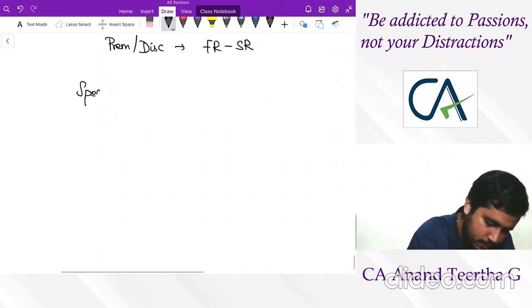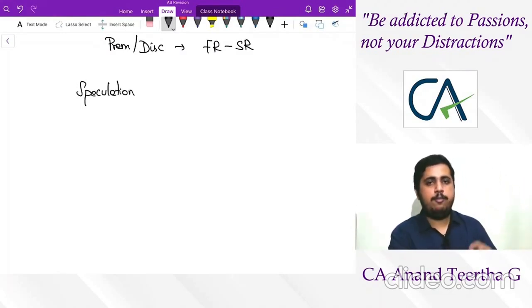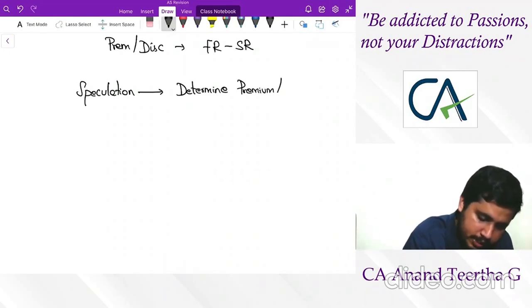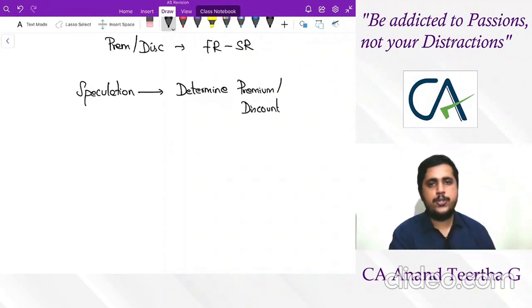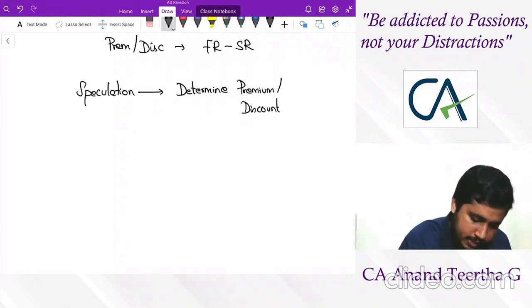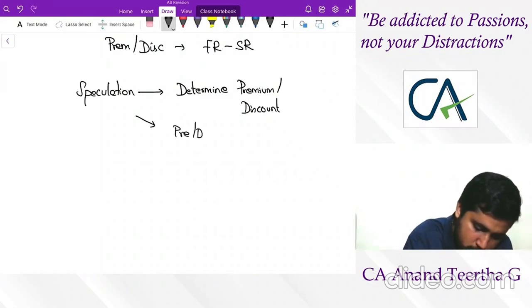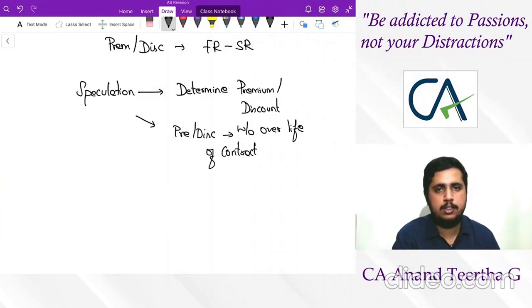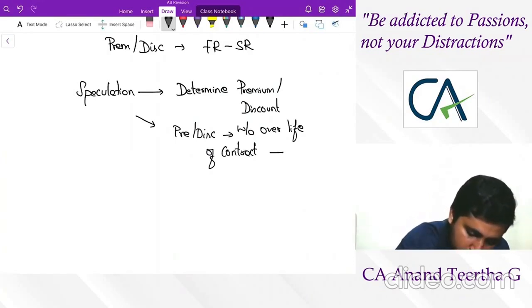One, if it is speculation. Okay, the first job when you have what you have to do if it's speculation is determine premium or discount. What is premium or discount? It is the difference between forward rate and spot rate. So determine premium or discount. Once that is done, this premium or discount should be written off over life of contract. Contract life is 4 months, write off 4 months, contract life is 2 months, write off against 2 months. So first calculate the premium or discount. This premium or discount should be written off over the period of life of the contract. Where will you write this off? It will be written off against P&L.